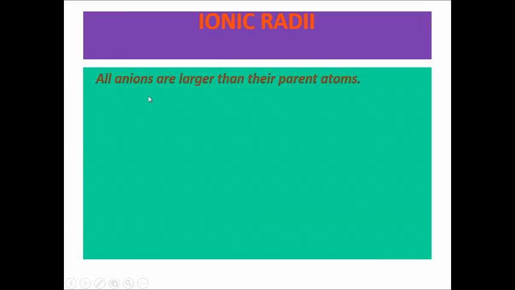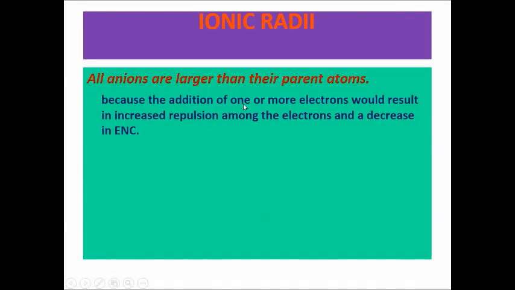Now, we know that the anions are larger than their parent atom. This sentence you have to clarify with the explanation. That is, because of the addition of one more electron. Anions means what? They can accept the electrons. So, when one or more electrons are accepted by the atom, it becomes an anion and it would result in increased repulsion among the electrons and there will be a decrease in effective nuclear charge. That's why compared to the parents the anions are larger.